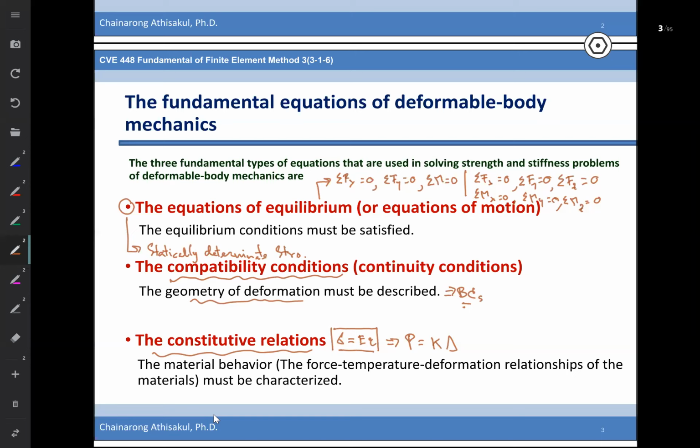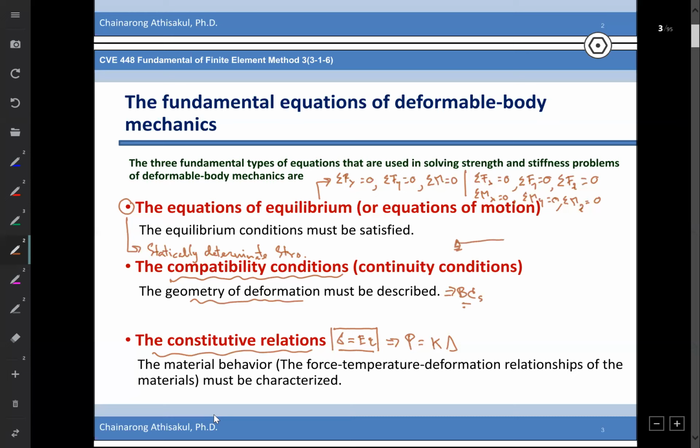Okay, so to solve the problem that has redundancies, that is the indeterminate structure, you are required to set up an additional equation, not only the equilibrium equation, that we may call the compatibility condition. Compatibility condition may be just the deformation like at the support. Okay, like you have learned in the force method.